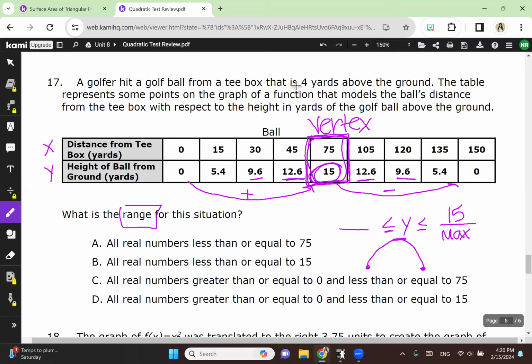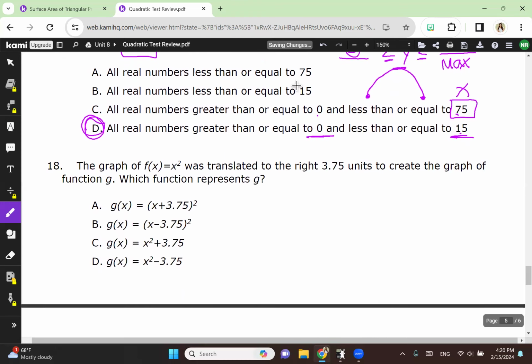Okay. Now the lowest that it goes would be 0. So that means all real numbers are greater than or equal to 0 or less than or equal to 15. The 7.5 is an x value. Okay. It was translated right 7.5 units. Remember, even if it goes to the right, in the parentheses, it's going to be x minus 3.75. So your answer was B.